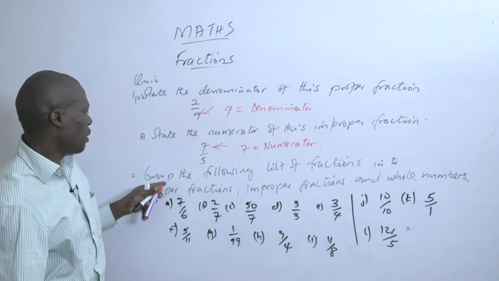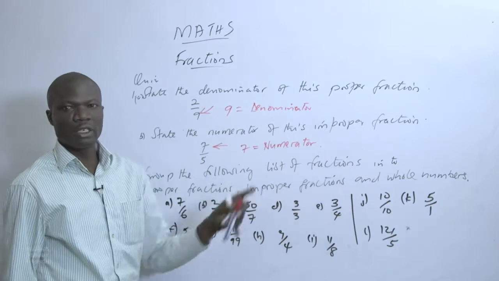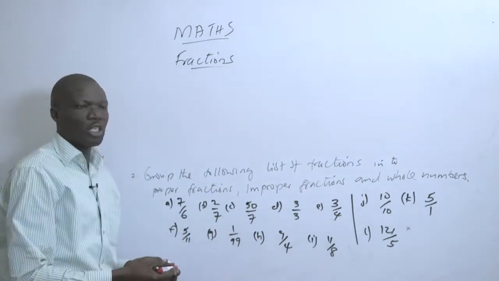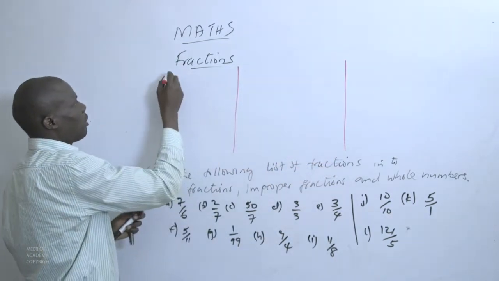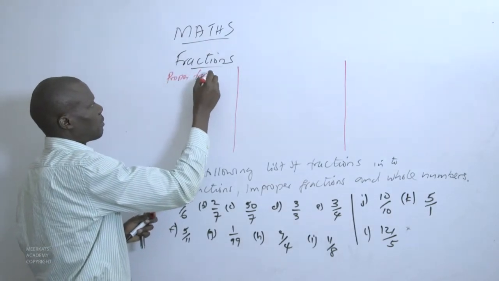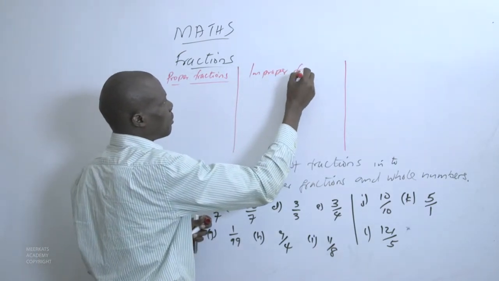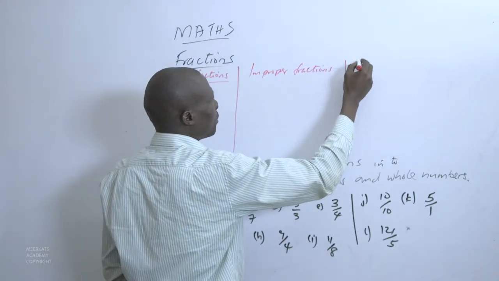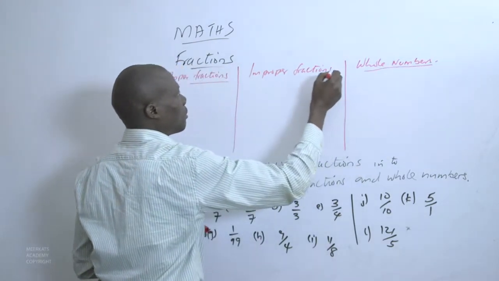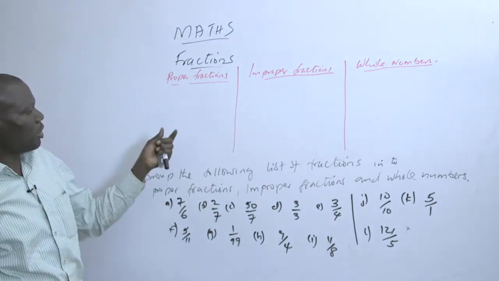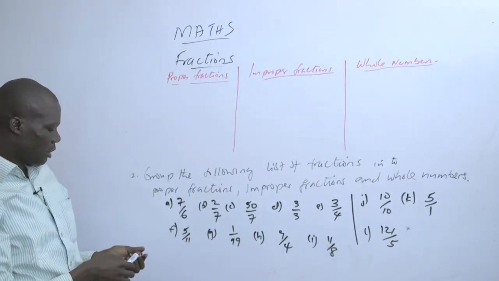So for question 3, we have been asked to group the following list of fractions into proper fractions, improper fractions, and whole numbers. So for our solution here, we are going to divide, because we are grouping. Let us have proper fractions here. So I've been able to separate, and now we only need to allocate the fractions. We shall look at each.